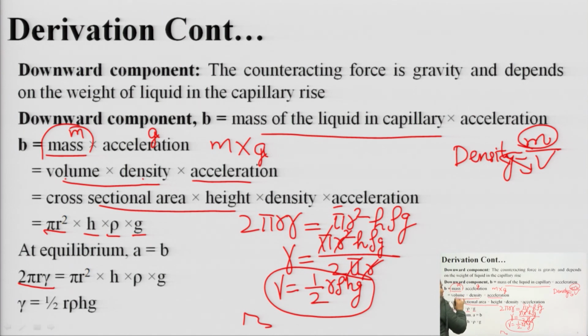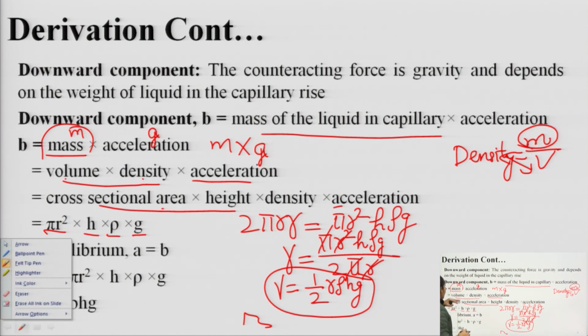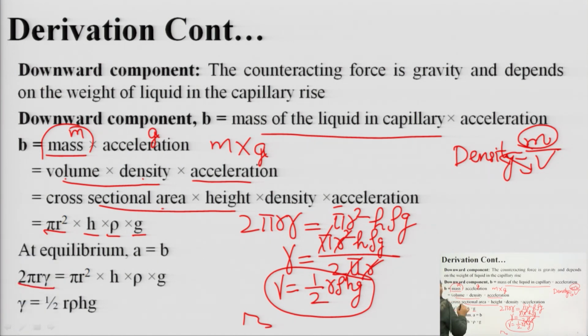Now, we can represent volume by cross sectional area into height. We are replacing this volume with cross sectional area into height; density and acceleration remain the same. The formula to calculate the cross sectional area is pi r square. Height is represented by h, density is represented by rho, and acceleration due to gravity is represented by the letter g. So, at equilibrium, A is equal to B.